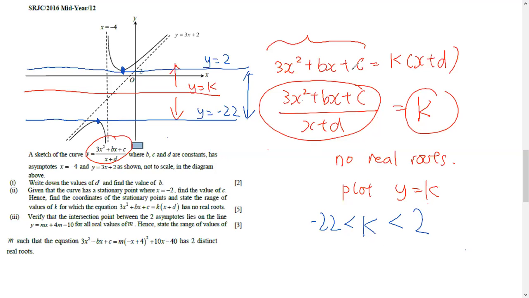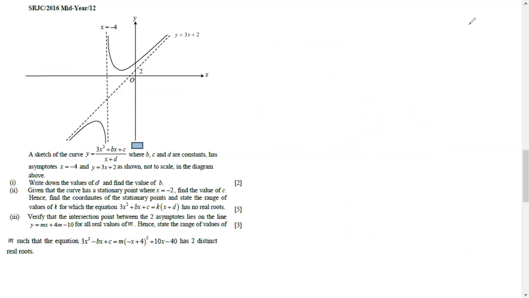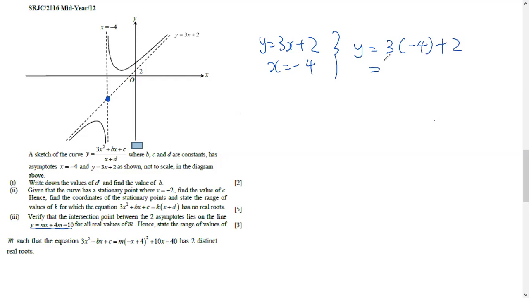Next, let's move on to part 3. Verify that the intersection between the two asymptotes lies on this line. The intersection between the two asymptotes is here. How do we work it out? We just equate one to the other. y equals 3x + 2, and x equals minus 4. So we sub it in: y equals 3 times minus 4 plus 2, which is minus 10. So the intersection point here is (minus 4, minus 10).